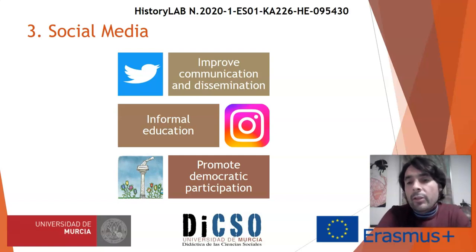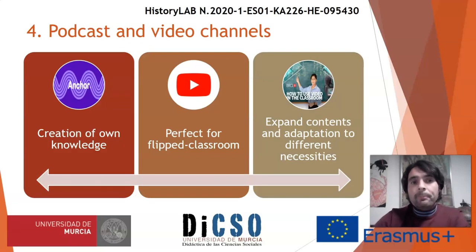In terms of sharing and disseminating the findings of the research methods that we are going to implement with our students, we can also use social media such as Twitter or Instagram. They will improve communication and dissemination of results, but at the same time, we as teachers can be part of that informal education. It's also going to be important for us as teachers that we can promote democratic participation and democratic values among our students through social media.